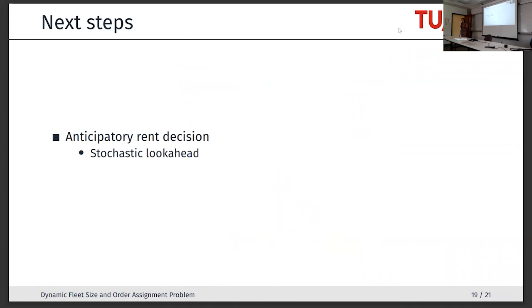Of course, the next step is to include an anticipatory rent decision. So to anticipate future demand, make our rental decisions earlier and obtain better performance. And we plan to do that, or we are trying to do that, with a stochastic lookahead.